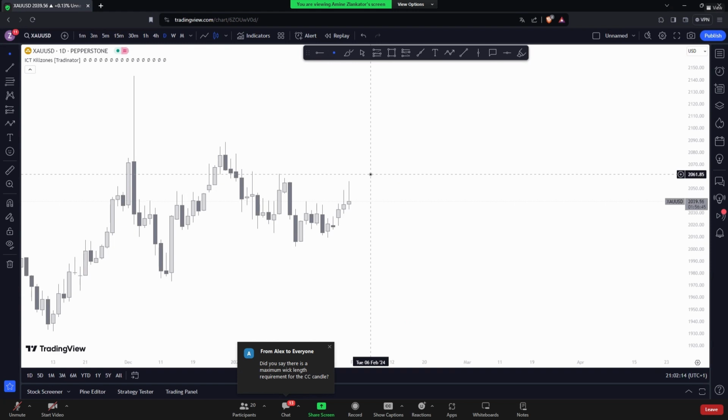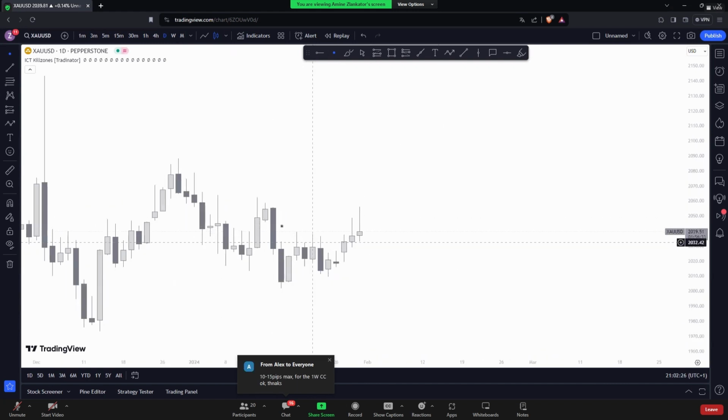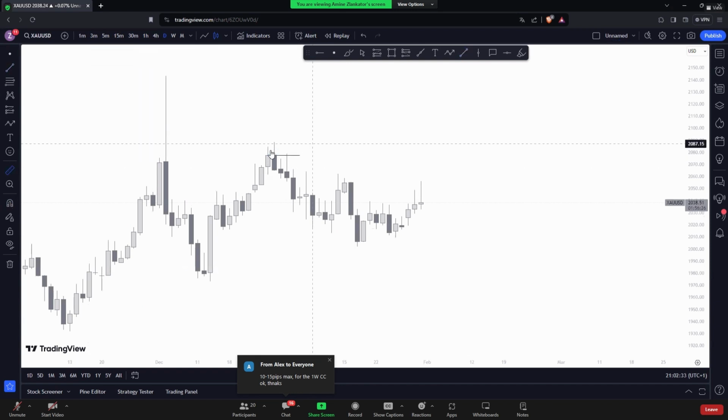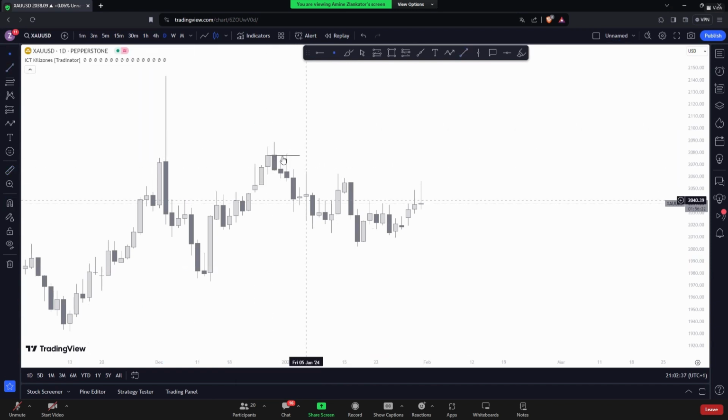Yeah. There is a maximum wick length requirement for the CC candle, which is 10 to 15 pips. Okay, preferably 10 pips and 15 pips for the weekly. Okay, for the weekly. But in this homework, just mark any. Okay, you can mark this one. Sorry, this is not a CC yet. It needs to close bearish. Let's say this one, it went up by 12 pips. Let's say 20 pips. It's fine. Okay, just for the homework.